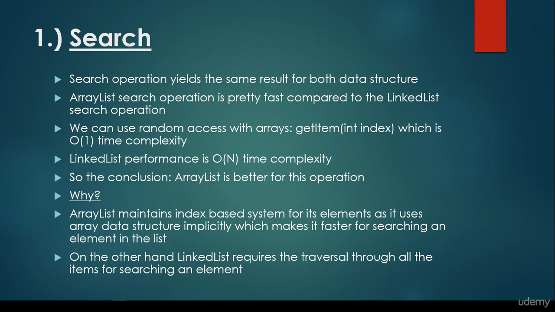If we don't know the index, then we have to iterate through the ArrayList as well, and the operation is going to have O(n) linear time complexity. Searching in an ArrayList is going to be very fast if we know the index of the item we are looking for. Linked list requires the traversal through all the items for searching an element, and that's why the search operation is going to take linear time complexity for linked lists.